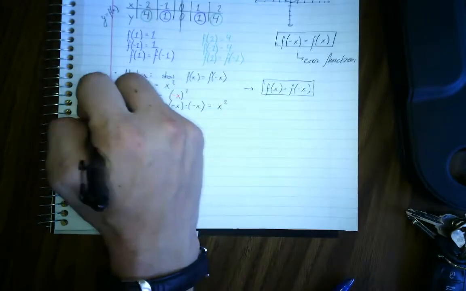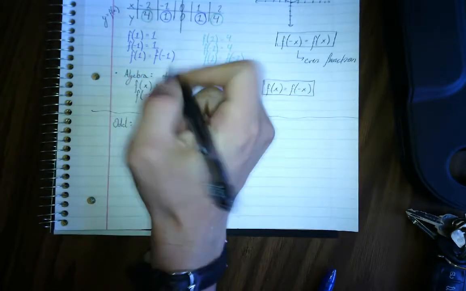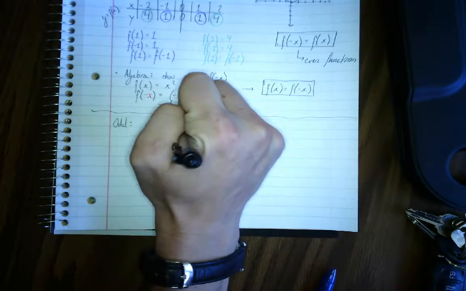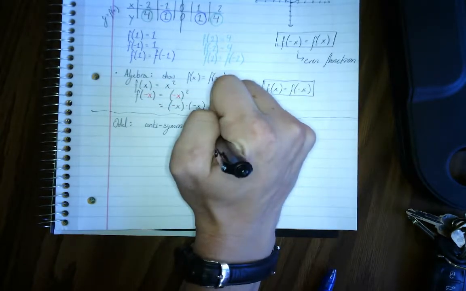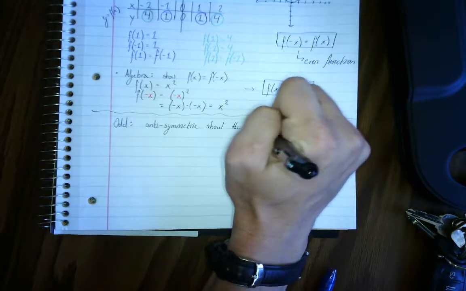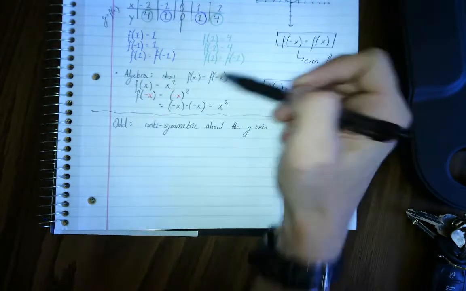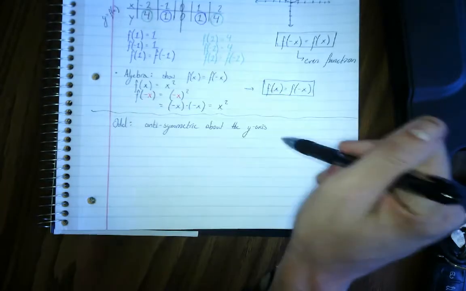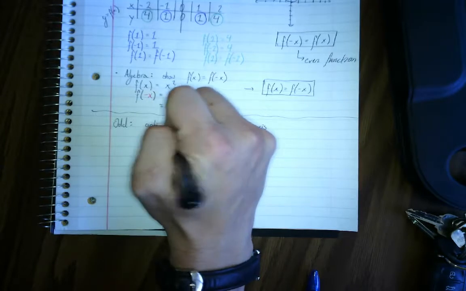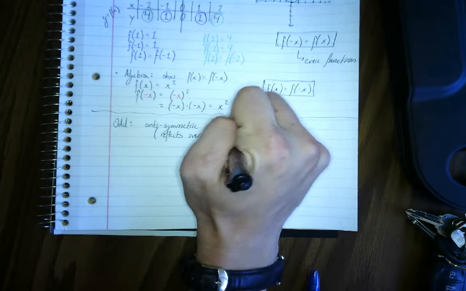So the odd functions are what's called anti-symmetric about the y-axis. Or in other words, if we can flip it over the y and the x and it folds over on itself, then we have an odd function. So in other words, it reflects over x and y.